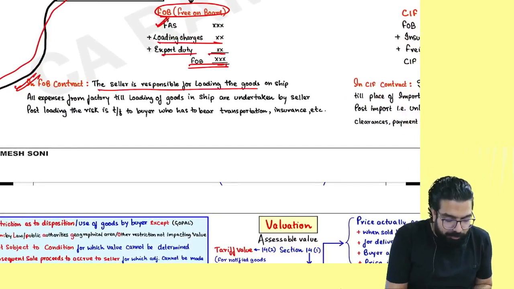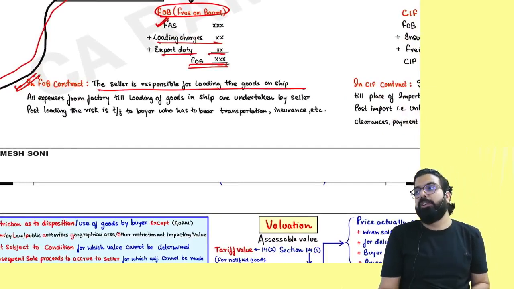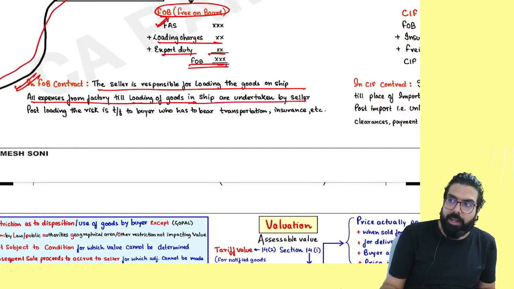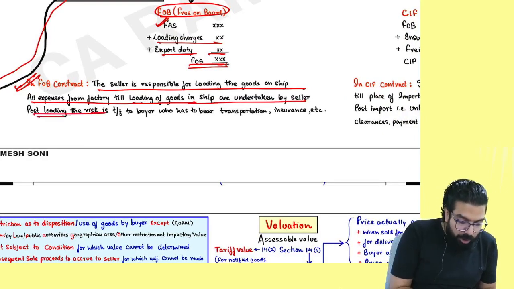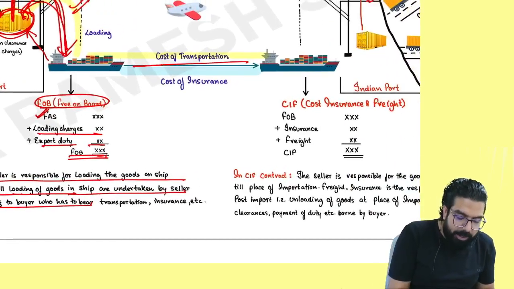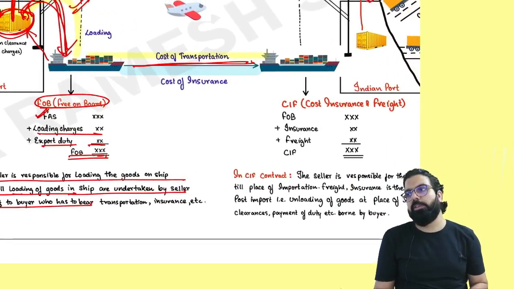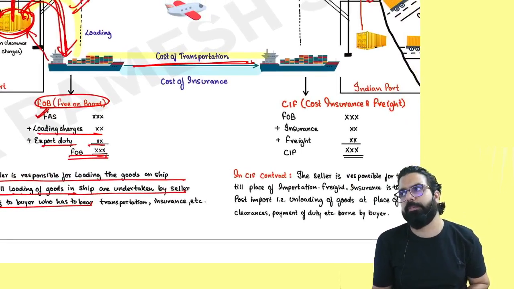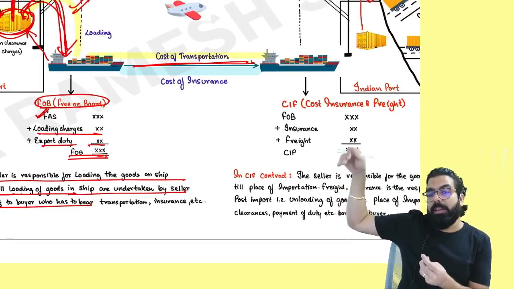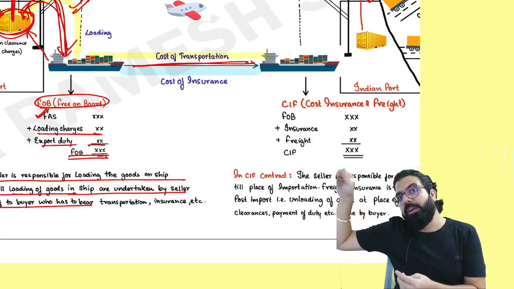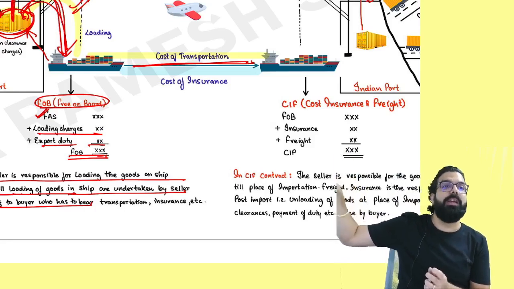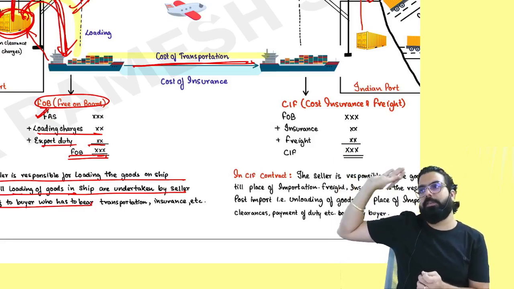FOB means what, everyone? The seller is responsible for loading the goods in the ship. All the expenses till the loading on the ship are undertaken by the seller. After loading, the risk is transferred to the buyer. Now the buyer will bear the transportation and insurance. Can you tell me what is the FOB price? At the US port, the cost till the goods are loaded in the ship is included. That is known as the FOB, free on board, price.